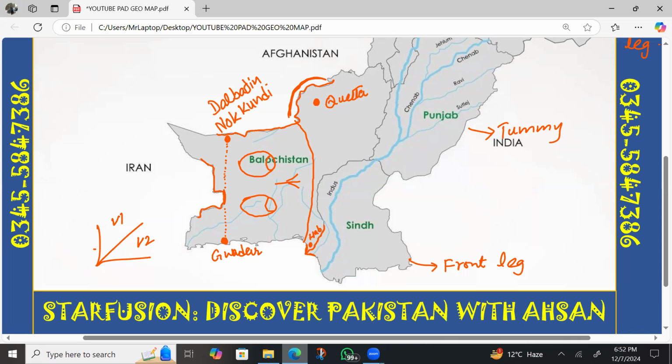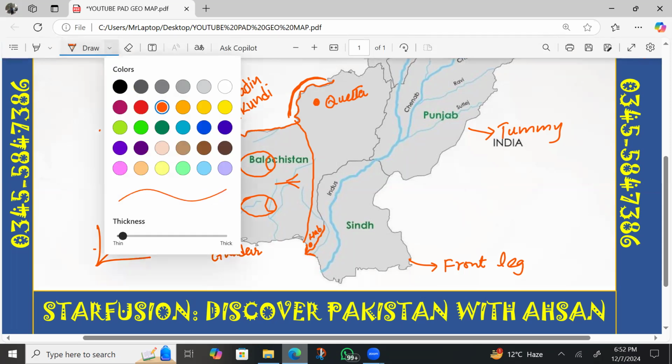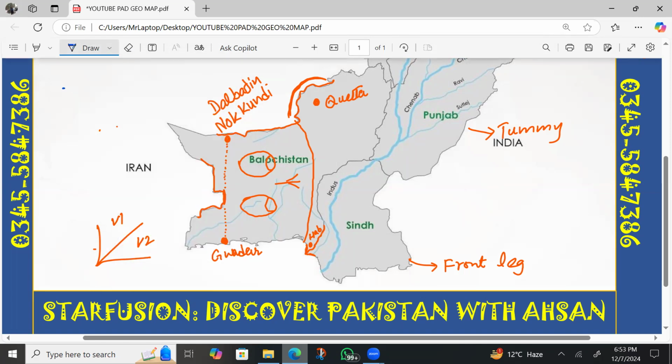I hope you are clear about Balochistan. So there are four cities of Balochistan. The first one is Quetta, which is the capital city, and this is on the curve. Then Gwadar, then Nokundi, then Hub. Right close to Hub, towards the Sindh side, there are the cities of Sindh. These cities are quite famous, and can be given for labeling again and again, and these are quite common cities.